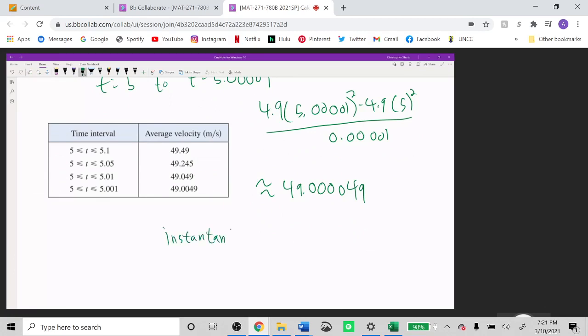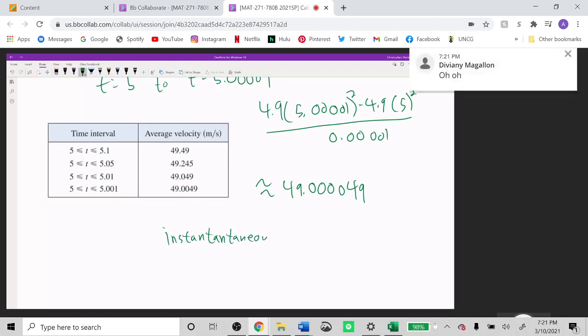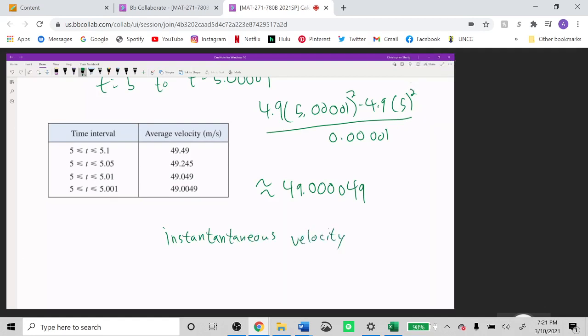Instantaneous velocity is 49 meters per second. We can make an educated guess here as it seems as if we're approaching some limiting value, right? And if we made this interval arbitrarily small, we could see that it continues to get closer and closer to 49.